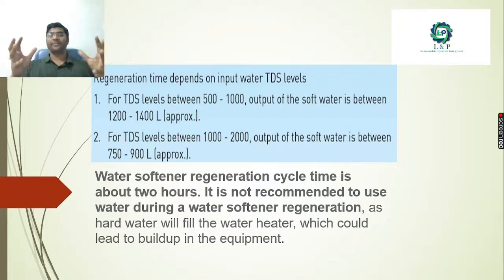What time will it take for the regeneration to happen? Regeneration time depends on the TDS levels, because if the TDS level of the hard water is around 500 to 1000, then the water output we shall get is around 1200 to 1400 liters. Or if the TDS level is between 1000 to 2000, then our output will be less, approximately 750 to 900 liters. So mostly it will take 2 hours. It is not recommended to use the water during the water softening regeneration process.